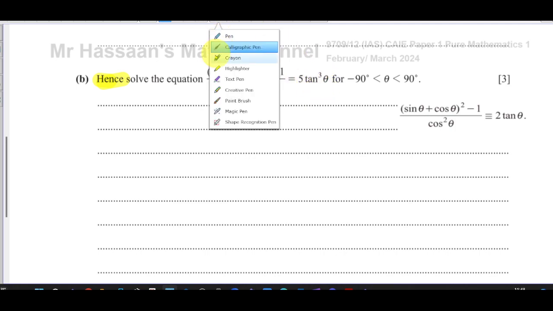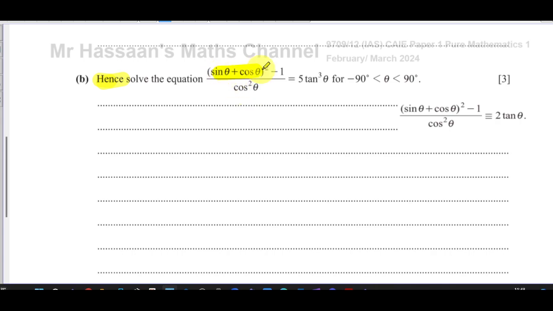We can use part A and replace the left side with that, because this is equal to that. So I can say that 2 tan theta equals 5 tan cubed theta, and I have to solve this equation. What I'm going to do is bring everything to one side of the equation.